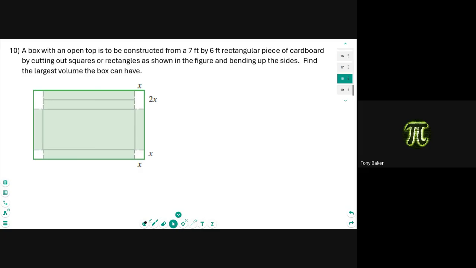All right, so we want to find the largest volume the box can have. The box with an open top is constructed from a 7-foot by 6-foot rectangular piece of cardboard. So how do I find the volume of a box? Length times width times height. Good. So I need L, W, and H.